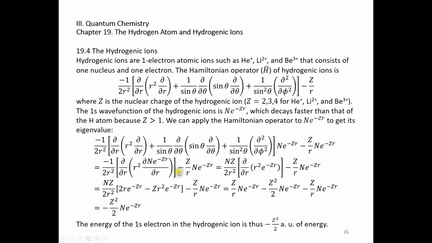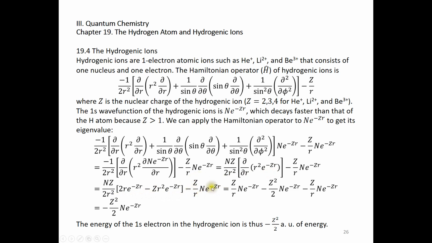So first, the first derivative of this, well, we get this here, and we take NZ out of this parenthesis because they are constant. And then we further take the derivative of r squared times e to the power of negative Zr. Using the product rule in calculus, we get this.